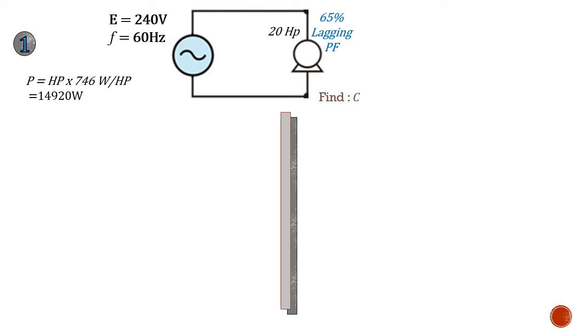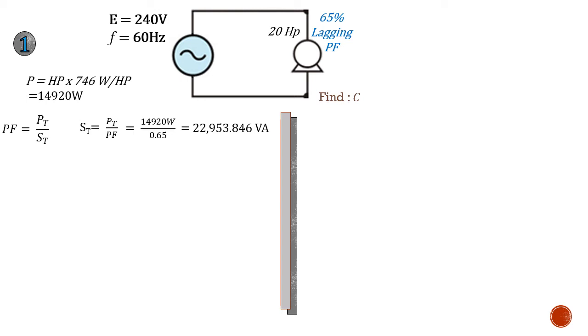Now that we have our true power, we also have our power factor. Now we know that power factor is the ratio between true power and apparent power. Since we have the power factor and the true power, we can calculate our total apparent power for this circuit. Just take your true power, divide by your power factor, and that means that the circuit has to supply 22,954-ish volt amps. That's the total energy that our source has to supply.